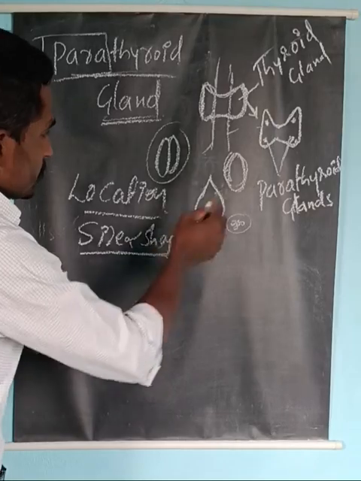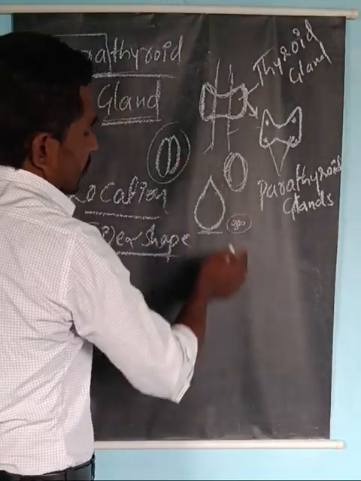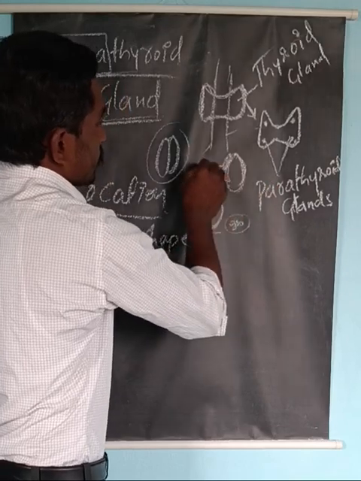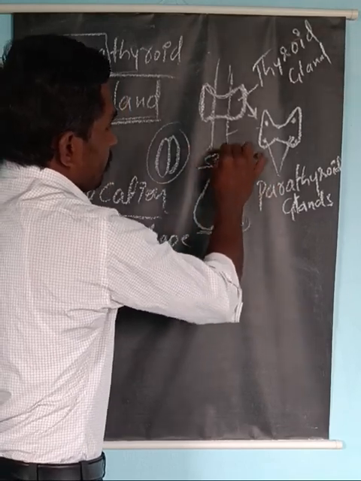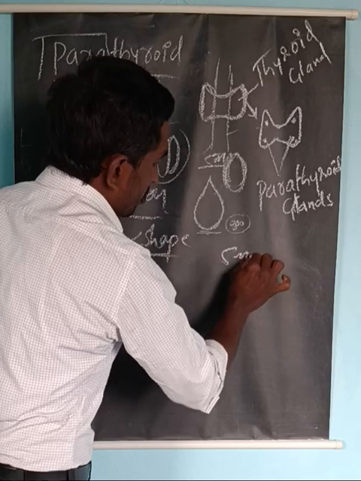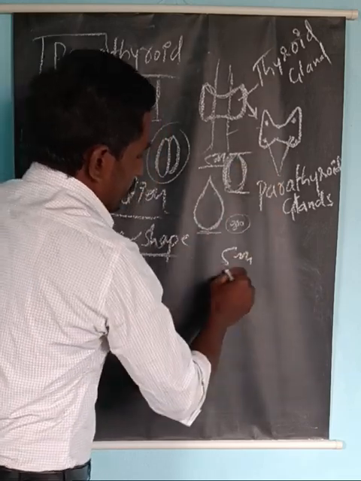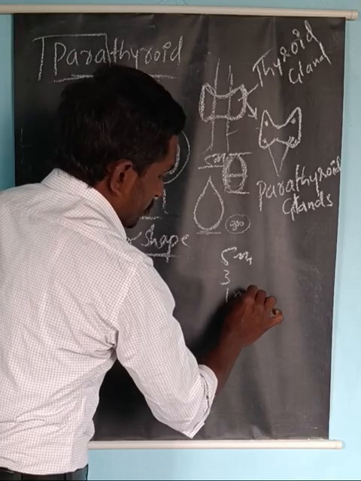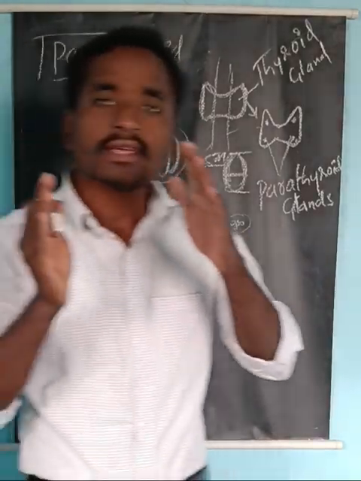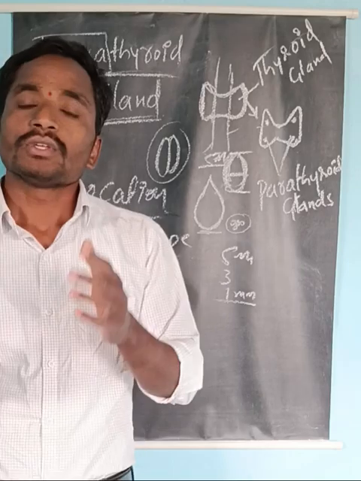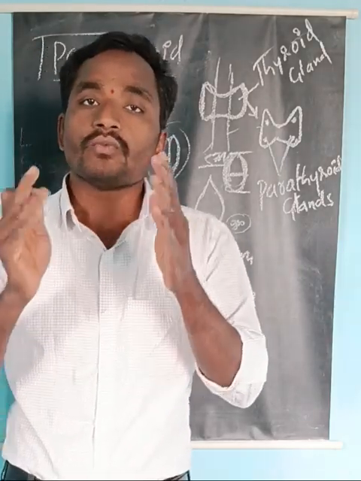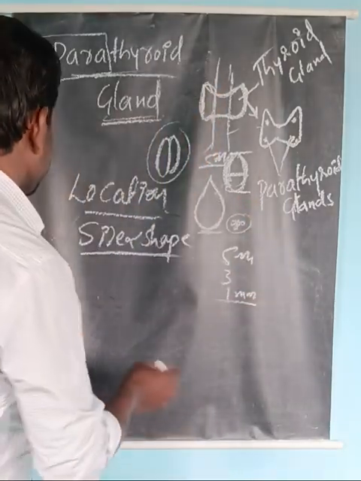Now come to the diameter of this parathyroid gland. It usually measures about 5 mm in length, 3 mm in width and 1 mm in thickness.